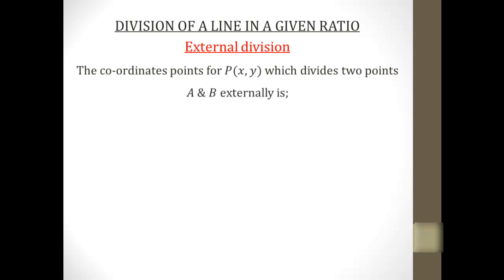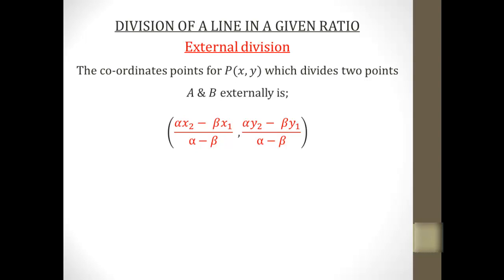Okay, so we start with external division. Now external division is more like using the same formula as internal division, but just that there's going to be a change in sign. With internal division, we deal with addition, but with external division, we are going to change all the additions to subtraction. So the coordinate point for P, which is x and y, which divides two points A and B externally, is the same formula but just a change of sign.